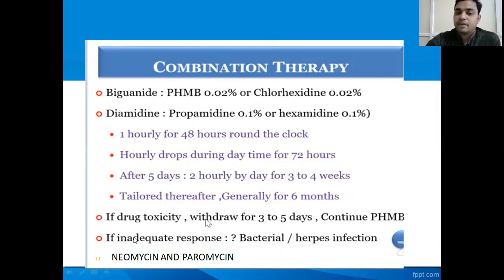If there is any inadequate response, then we have to reevaluate the diagnosis. We have to again take the specimen and send it for smear and culture, and rule out whether this is because of a bacterial or herpes viral infection. Aminoglycosides like neomycin and paromomycin can also be given. So this is about the treatment of acanthamoeba keratitis.